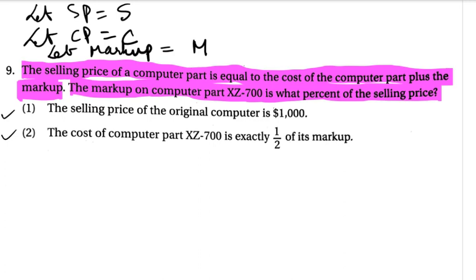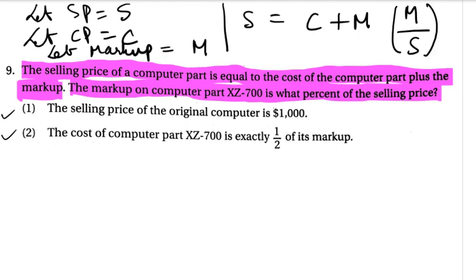So what does it say? The SP, so S is equal to C plus M, right? So we need to find the markup on the computer as what percent of the selling price. It will be the markup divided by the selling price, and then you have to find the percent of this.